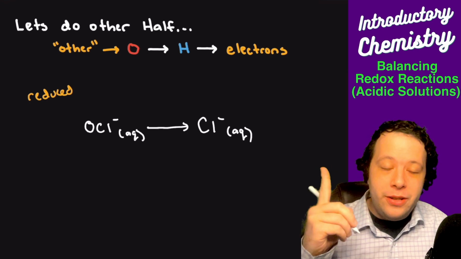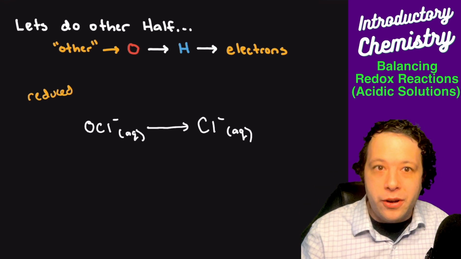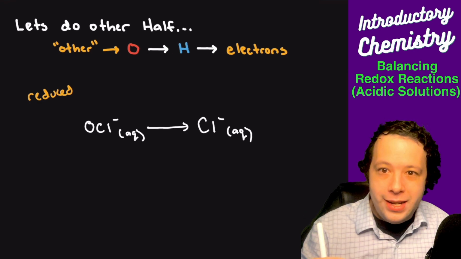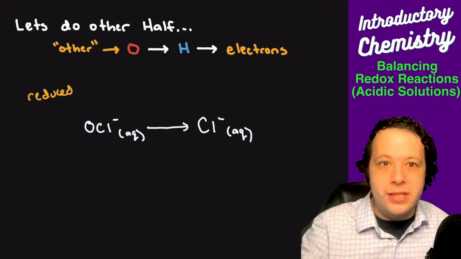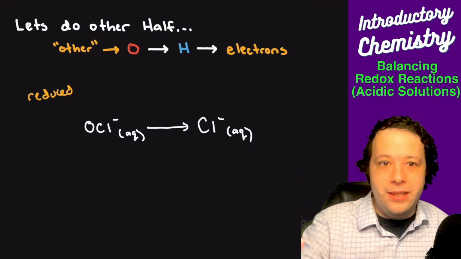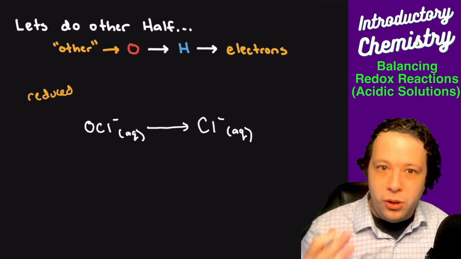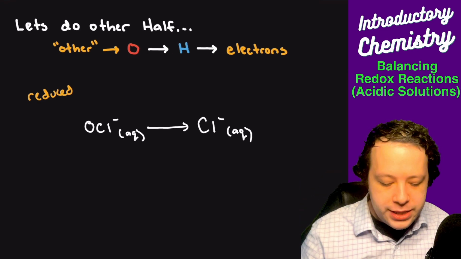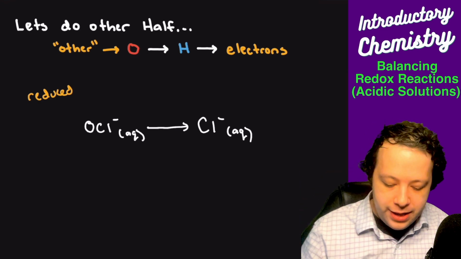We're now going to do the exact same thing, but a little bit quicker. Remember the order: other atoms first, then oxygen, hydrogen, electrons. So other, O, H, E. Kind of remember that. All right, chlorines are our other atom. They're balanced; we've already done that step. Next, we're going to balance our oxygens by adding water.